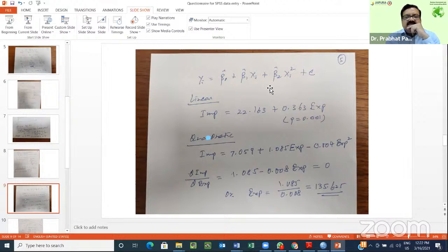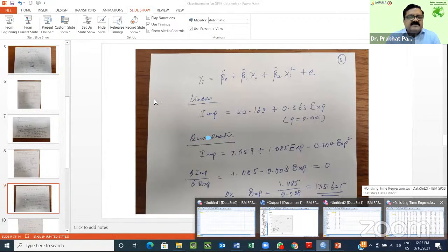We all know that in a quadratic equation, the upper turning point occurs when the coefficient beta 2 is negative, and then the upper turning point will be visible. And if beta 2 produces a coefficient which is positive, this means there is a lower turning point. So the curve may be U-shaped or inverted U-shaped. What we are expecting here is a curve which is inverted U-shaped, not the U-shaped curve. So we are looking for an upper turning point. So we go back and try to calculate the result from this data.